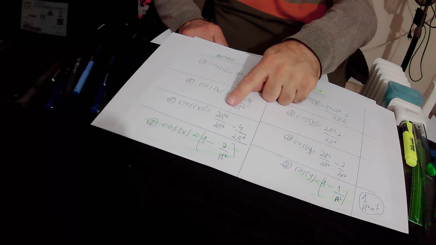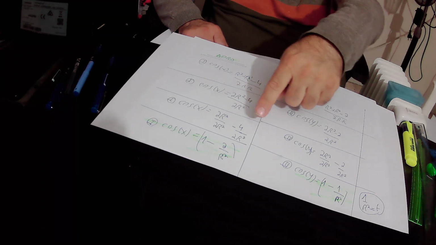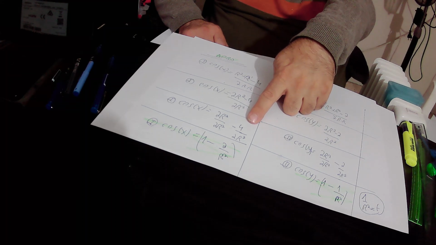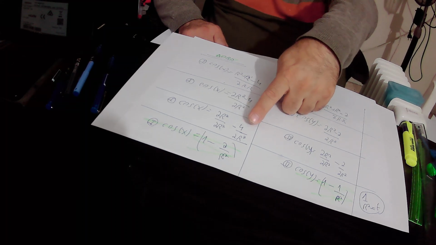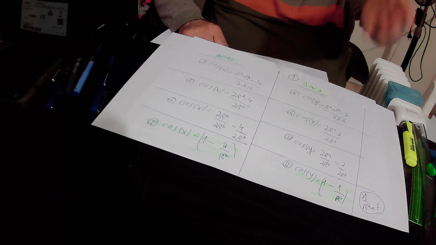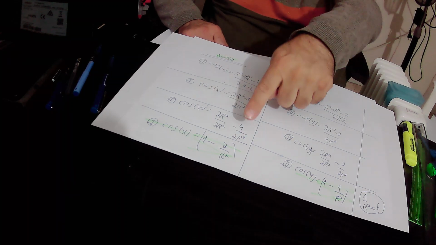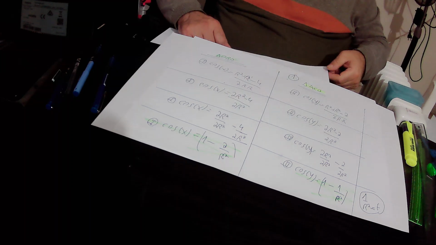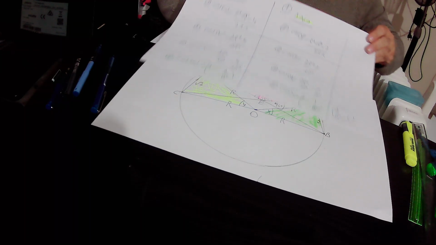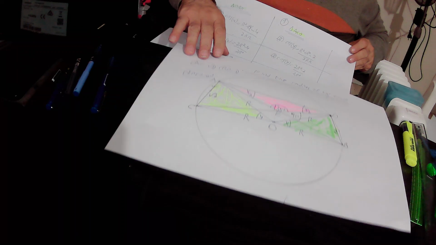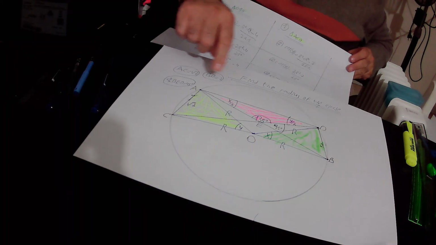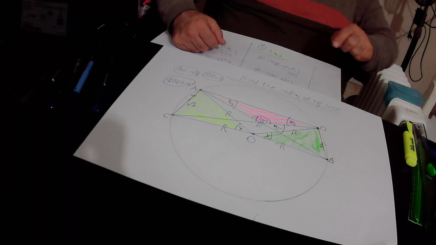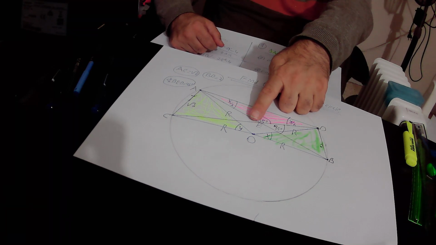So 2r squared over 2r squared is 1, and here we have 4 over 2, which is 2, so in the numerator we have 2, and in the denominator we have r squared. So in conclusion, according to equation number 1, cosine x equals 1 minus 2 over r squared. Then we implemented the law of cosines in the yellow triangle, triangle AOC.